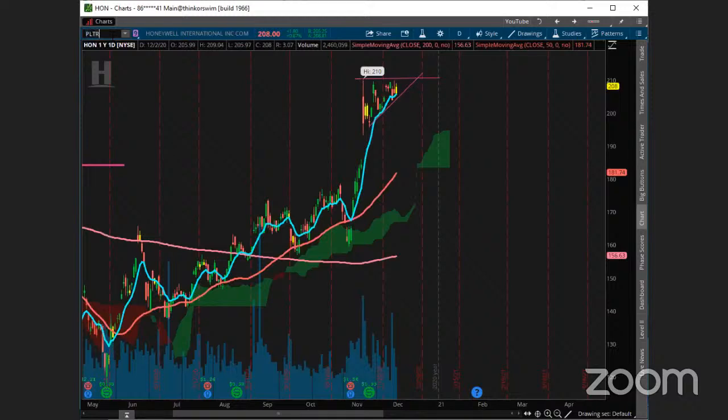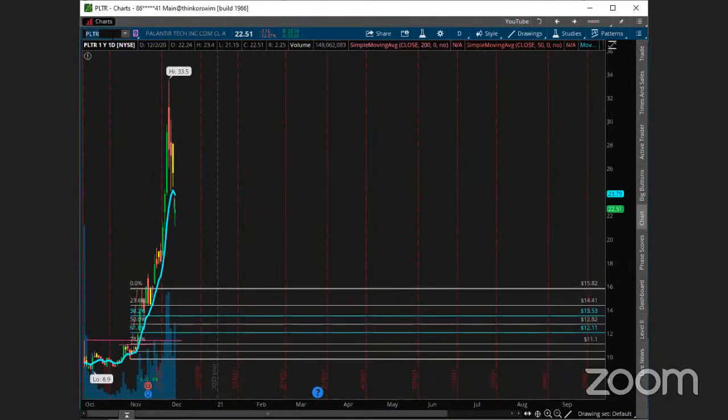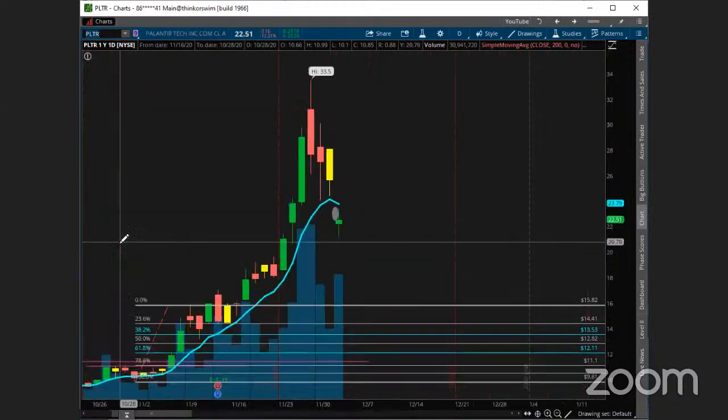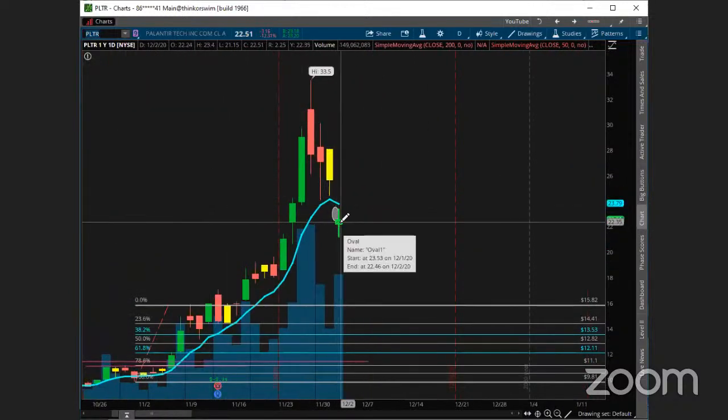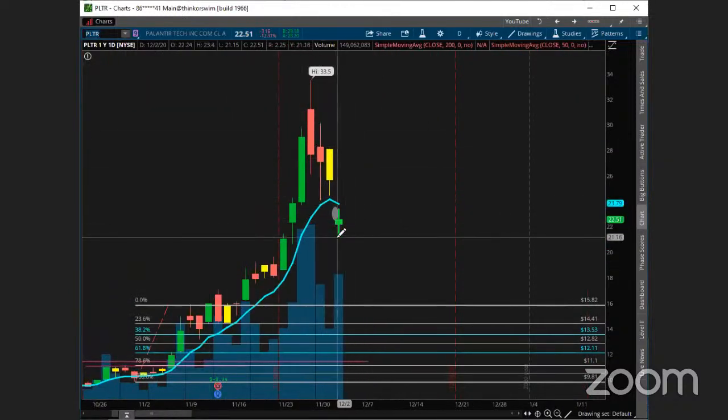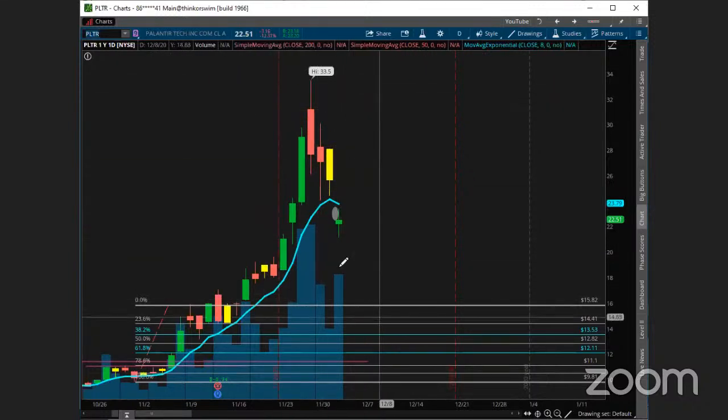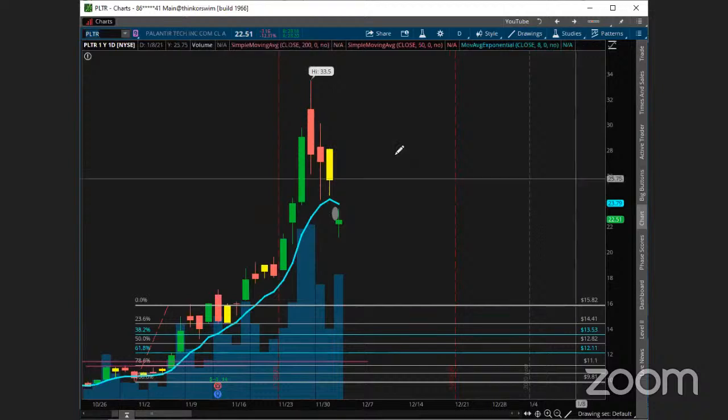And PLTR. PLTR again with the gap down right there. But again, I think Michael's idea of a straddle is pretty interesting. Otherwise, if it breaks down below these levels, it could continue its sort of A pattern formation on the downside. So good stuff there.